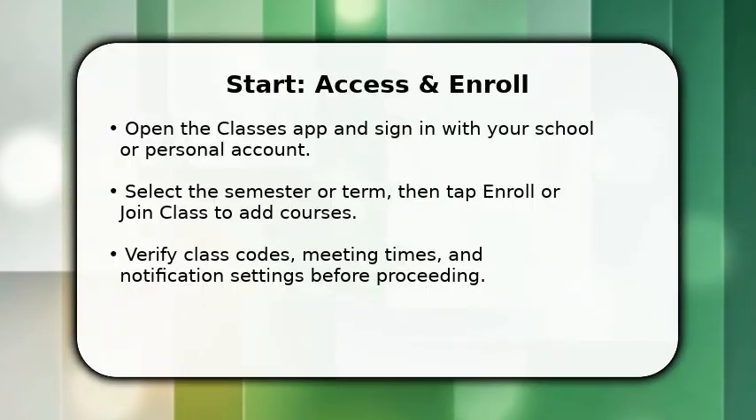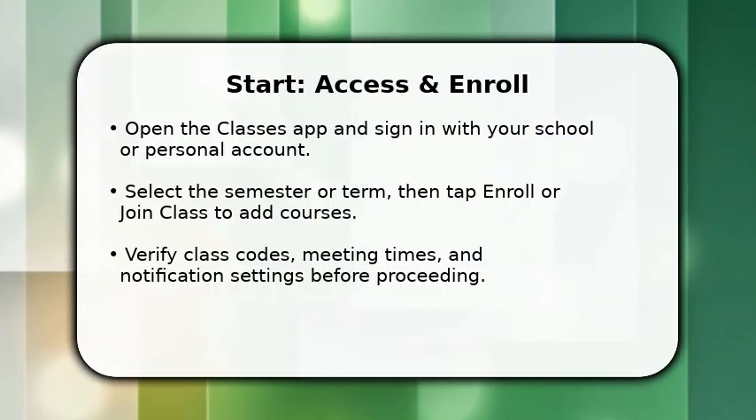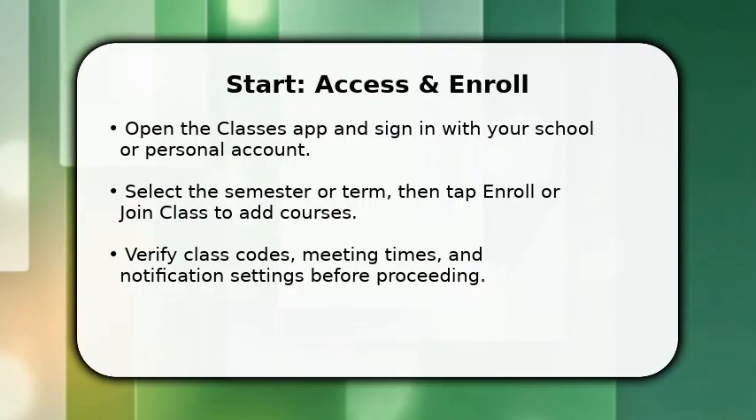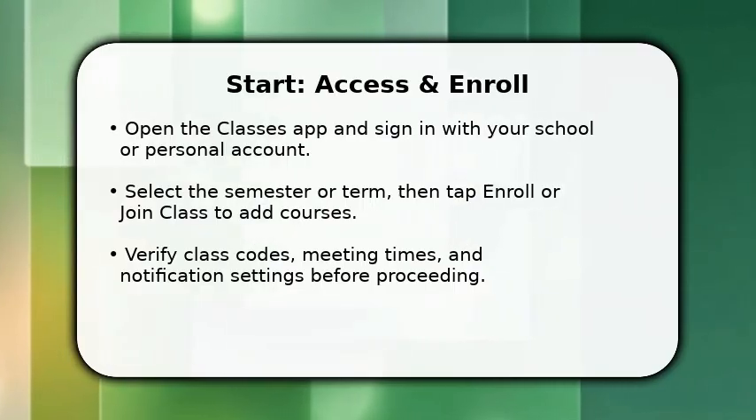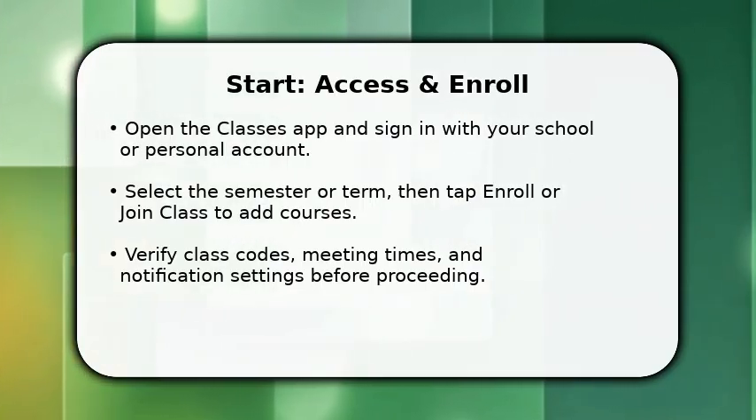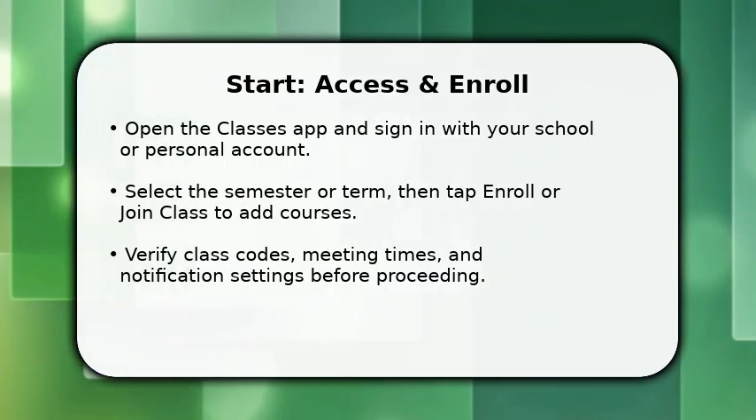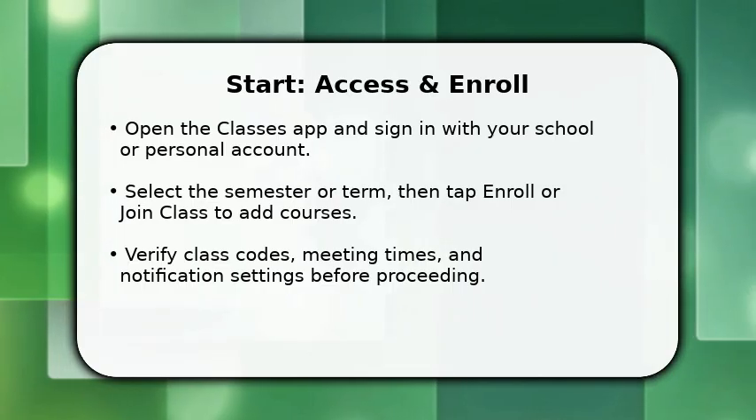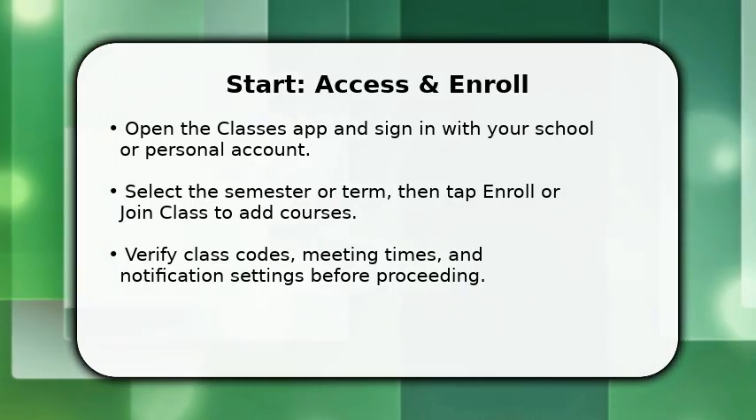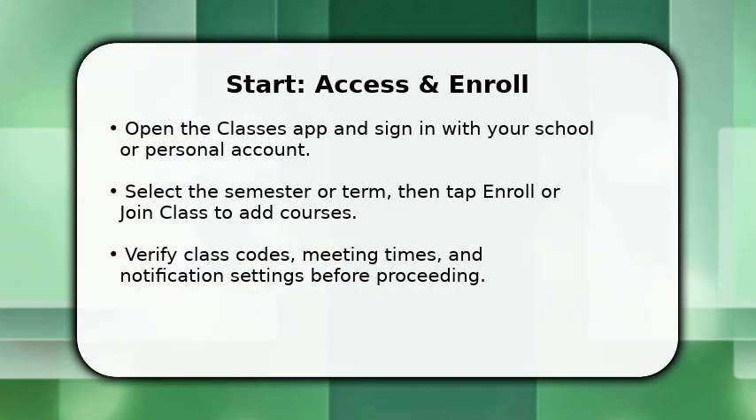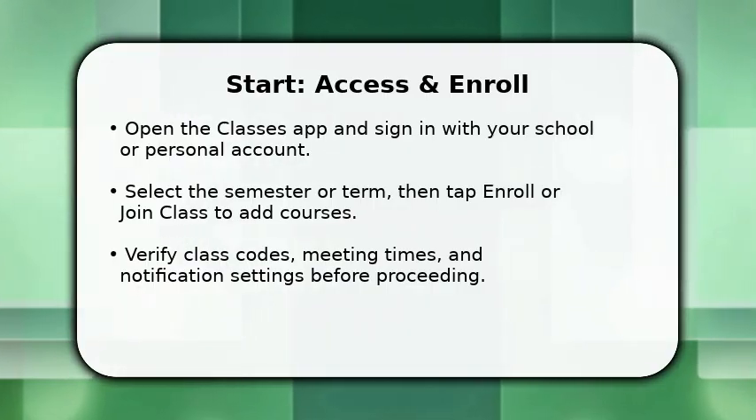You'll begin by signing into the class's app with the account tied to your courses, because accurate access prevents sync issues. Once signed in, navigate to the semester view and immediately choose Enroll or Join Class using the code provided by your instructor. Make sure to confirm meeting times and enable notifications so you don't miss live sessions. This first step sets up all subsequent workflows and keeps your schedule consistent.